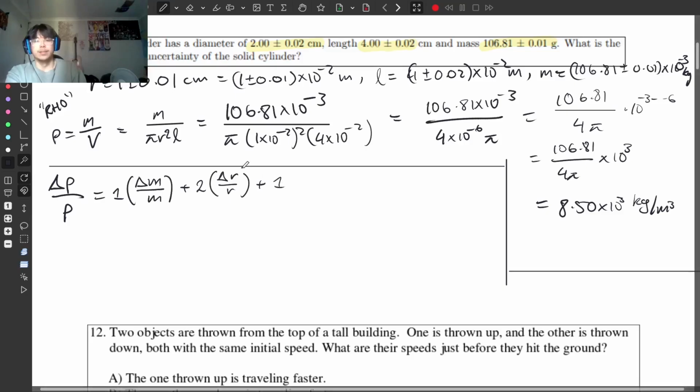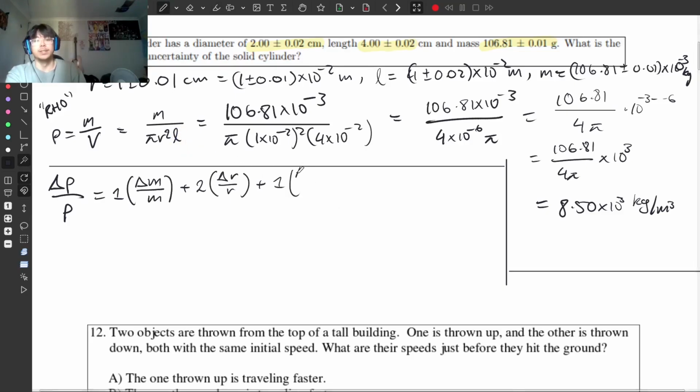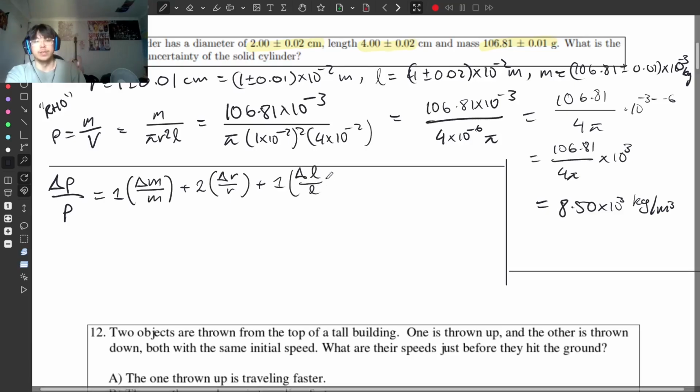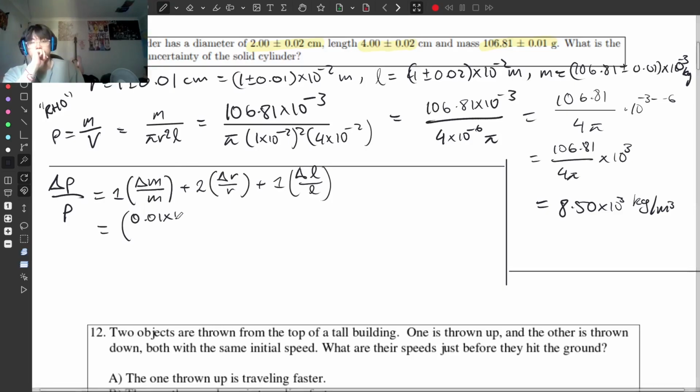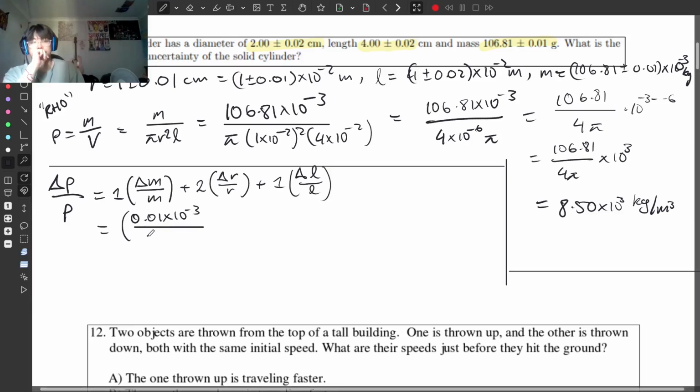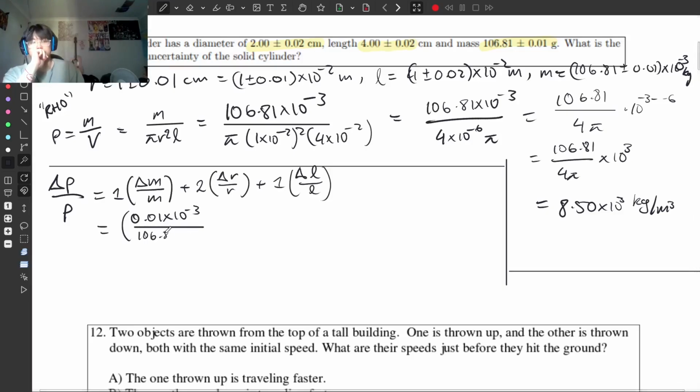And then because there's just nothing on the L, it will be power of 1, delta L over L. And now we can plug our values in. This is just delta M, which is 0.01 times 10 to the minus 3, over M, which is 106.81 times 10 to the minus 3.